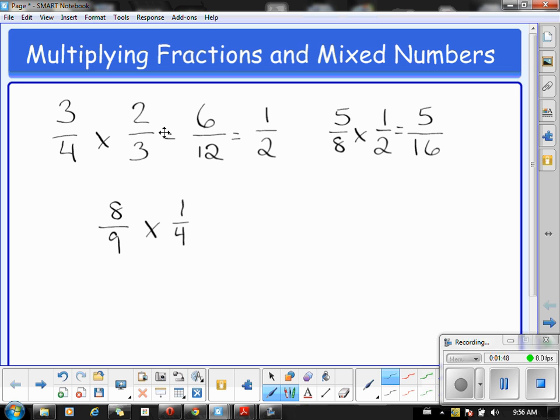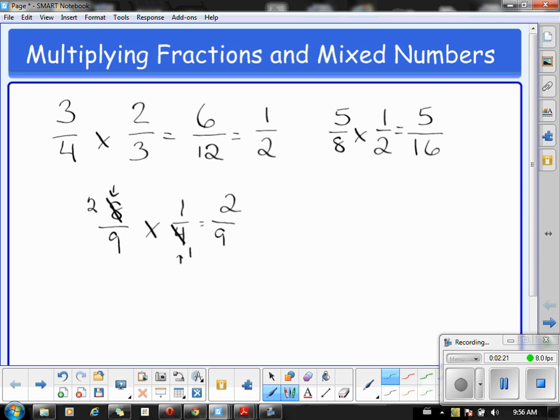So here I have 8 and 4. I think, is there any number that can divide evenly into both 8 and 4? And I think yes, I can divide them both by 4. So I say 8 divided by 4 is 2. 4 divided by 4 is 1. Now I'm going to multiply this new number, 2 times 1, and I get 2. And for my denominator, 9 times 1 is 9.